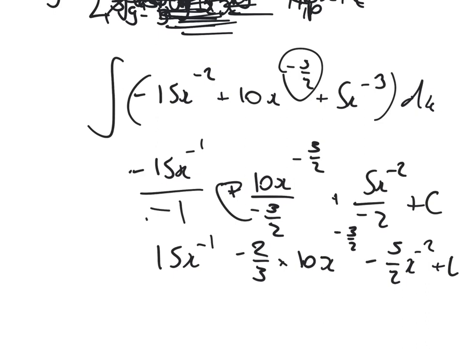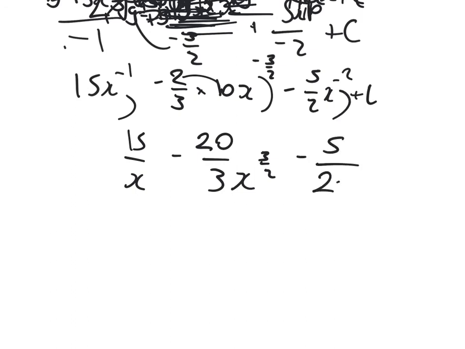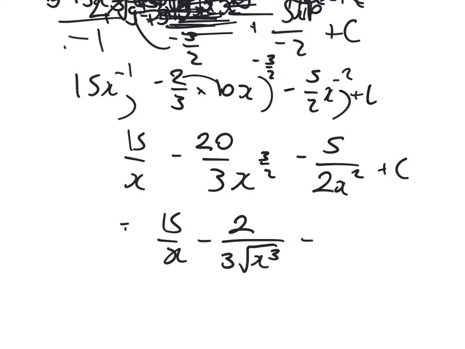We can now tidy it up. So that will be 15 over x to the 1, which I can just leave as x, minus, well, 2 times 10 is 20, 20 over 3, but I'll bring the power back down so that's beside the 3 to the power 3 over 2. I'll bring that back down, so that's minus 5 over 2x squared plus c. Final answer, 15 over x minus 20 over 3 lots of the square root of x cubed minus 5 over 2x squared plus c.